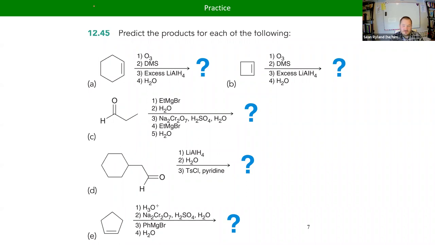The third one is an interesting one because we have a Grignard reaction, then an oxidation, then another Grignard reaction. So the first Grignard reaction is going to take this three carbon fragment and we're going to add an ethyl group where the carbonyl is, right? And that turns the carbonyl into an alcohol. So after step one and two, we get a secondary alcohol. We go from an aldehyde to a secondary alcohol. So then what the oxidizing agent does is it takes that alcohol and turns it back to a carbonyl again.